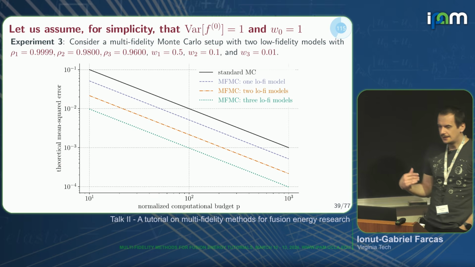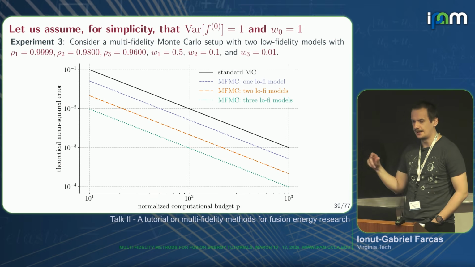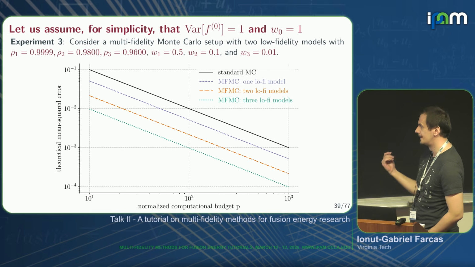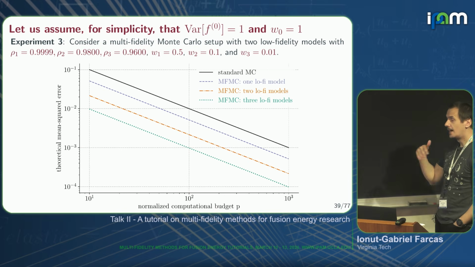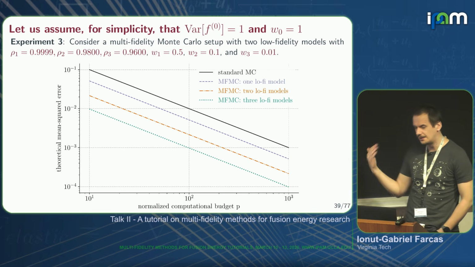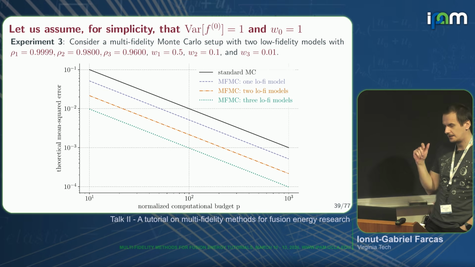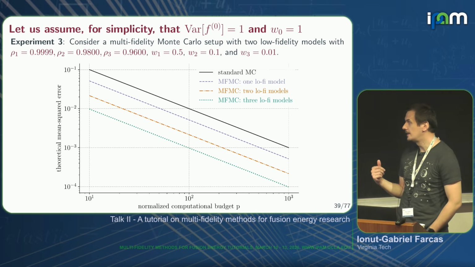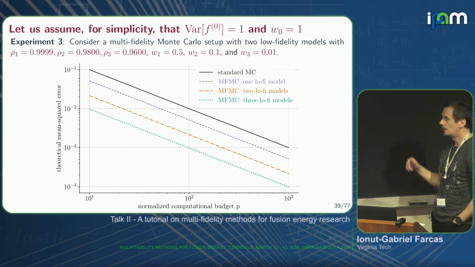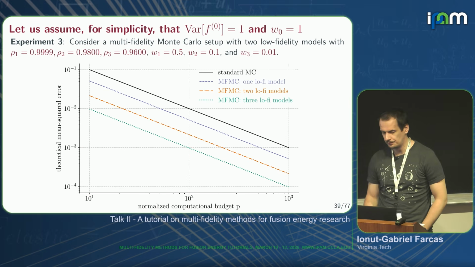And now let's say we add a third model, less accurate than the first two. So this forms the model hierarchy. It has a correlation coefficient of 0.96, but it is 100 times faster to evaluate. So what we notice is that when we add this third model, so now we have a multi-fidelity Monte Carlo estimator with the high-fidelity model and 3 low-fidelity models, we get more substantial variance reduction.